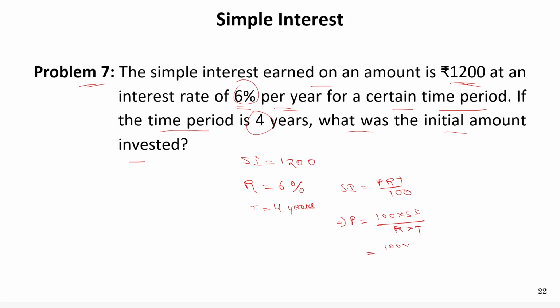100 into 1200 whole by R is equal to 4, so 6%, so 6 into 4. So 6 will be what? 200. So 4 will be 50. So this is equal to 5,000 is the answer.